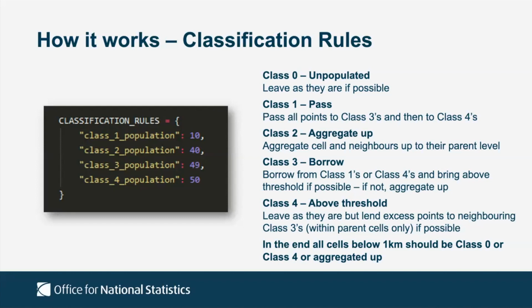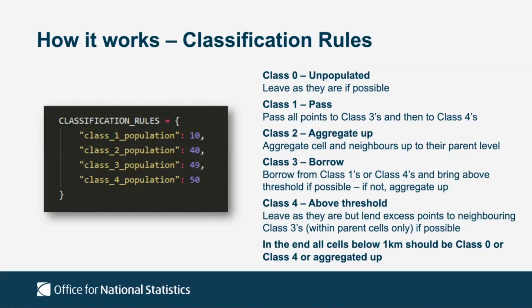So that cell and all its neighboring cells in that parent would have to be aggregated up to their parent. Class 3 is a borrower, so it can take points from neighboring cells to make the minimum threshold. And class 4 is above threshold, so it can lend to neighboring cells. At the end of this process, all cells below 1 kilometer should be either class 0 or class 4. So it's part of a QA check as well, to make sure that the outputs we're producing are what we expect them to be. So if we see any 2s, 3s, or 1s, something has gone wrong in the script.